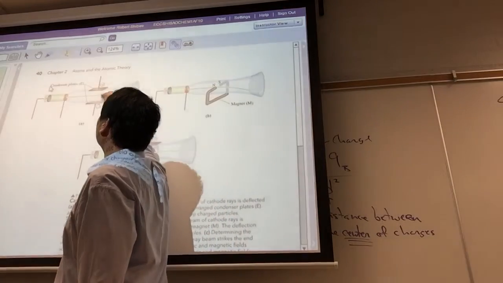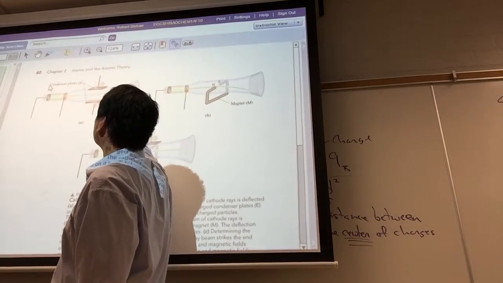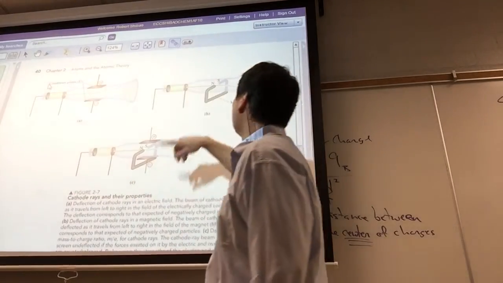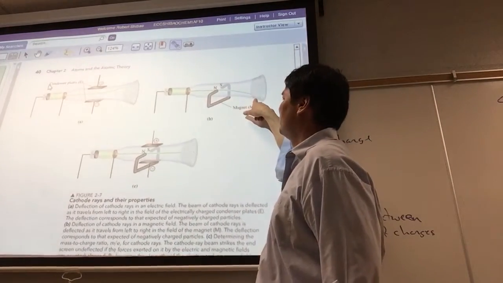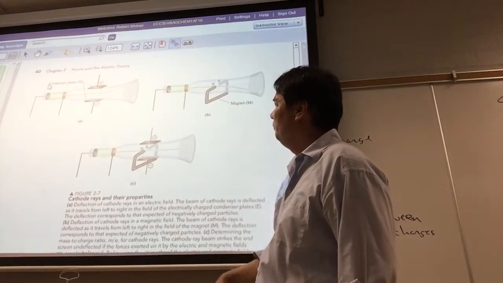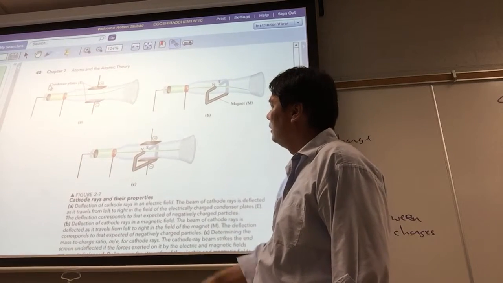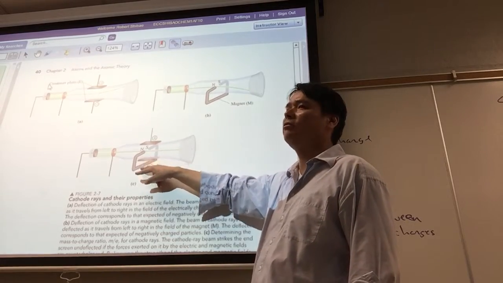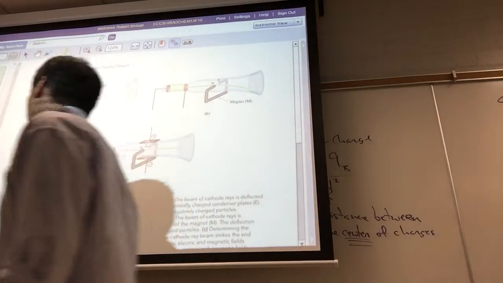And so over here, the cathode rays were deflected towards the positive plate. It means the cathode rays are negatively charged. There's a magnetic field that deflected this way. Here's where they cancel out the electric field via magnetic field or vice versa. So they're undeflected.